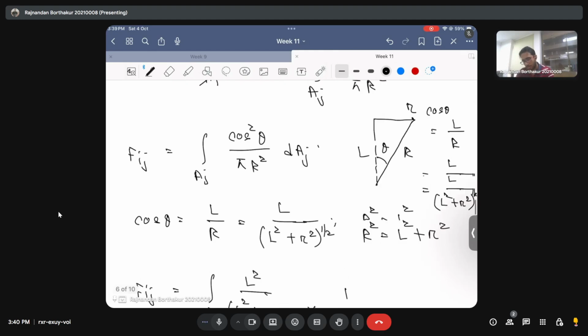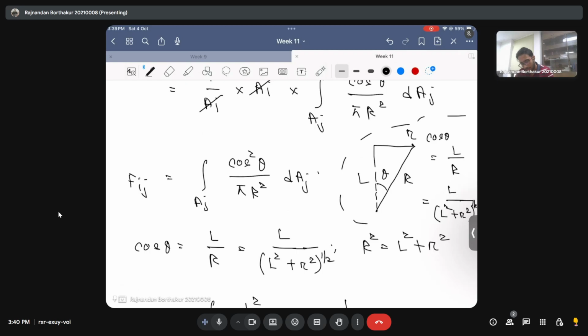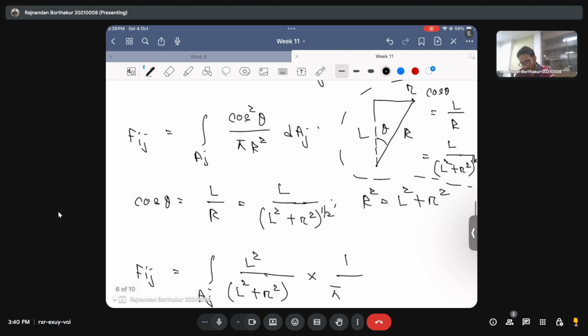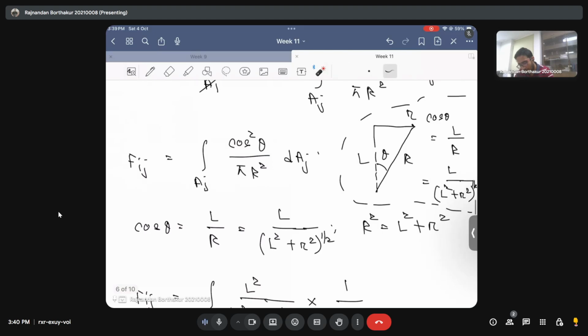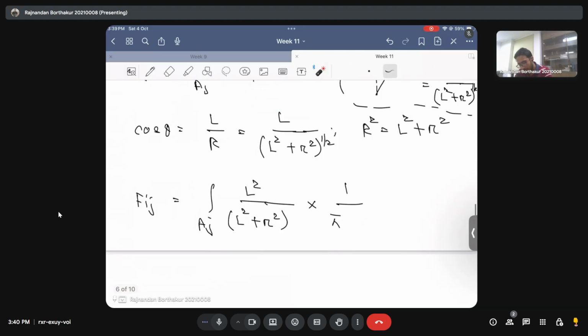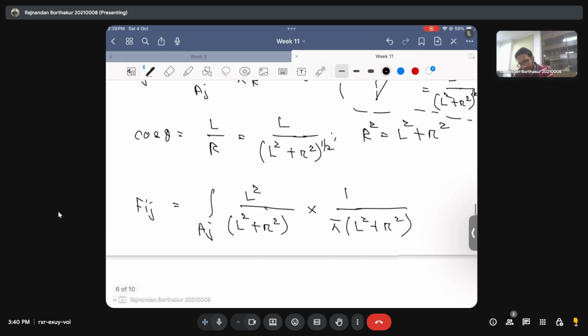Okay, that's typically what we are doing here. I hope it's clear. It's just the Pythagoras theorem that we're applying. So this is just L square plus R square, and then we have this pi R square term here, and this R square is again L square plus R square. And this is dAj, and remember we have evaluated dAj as 2 pi R dr. So now things are a little bit clear. So this pi and pi would cancel.